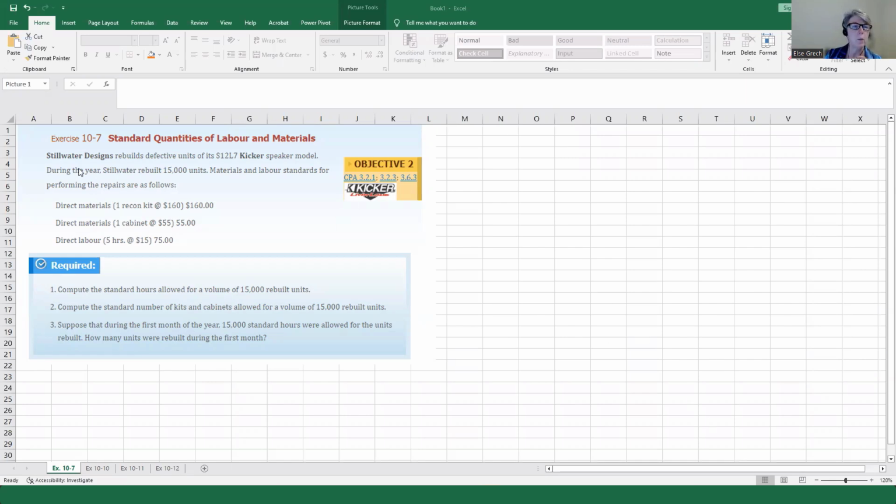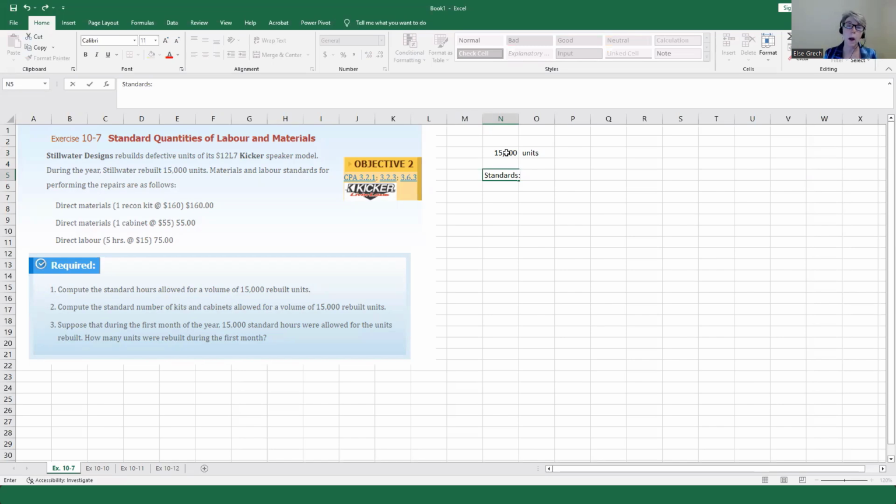So we've got Stillwater, which rebuilds defective units of its S12L7 kicker speaker model. During the year, Stillwater rebuilt 15,000 units. So I'm just going to note this down, 15,000 units were rebuilt during the year. Material and labor standards for the performing of the repairs were as follows. So these are the standards. And what we're doing in variance analysis is we're comparing the standard to the actual to see if there's a difference. And if the difference is large enough, we're going to investigate it, right?